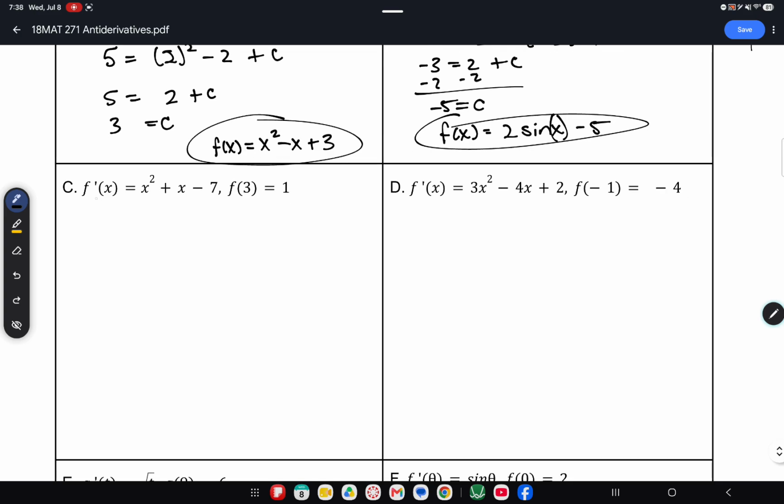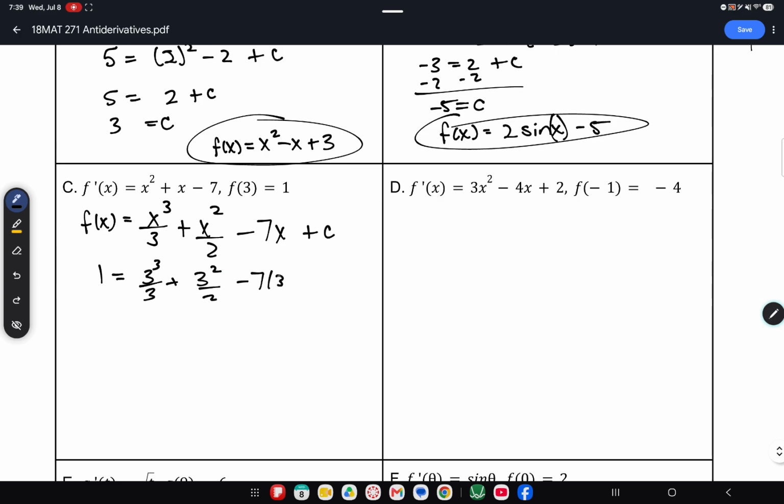All right, do some more polynomials here. So we'll integrate both sides, and we get f of x equals, to power rule, add 1 to the power, divide by the new power, add 1 to the power, divide by the new power, and add 1 to the power and divide by the new power. And then we have plus c. And now I can solve. So 1 equals 3 cubed divided by 3 plus 3 squared divided by 2 minus 7 times 3.